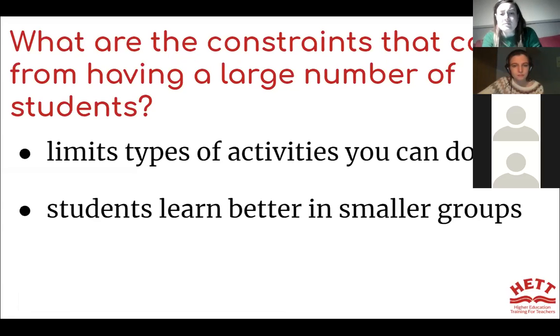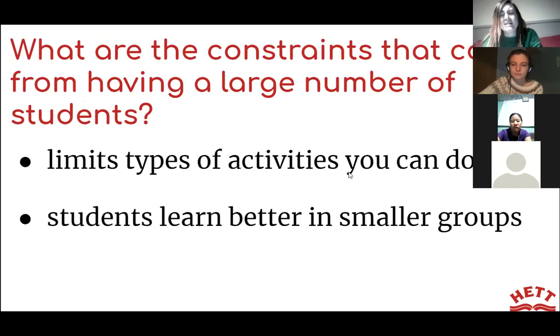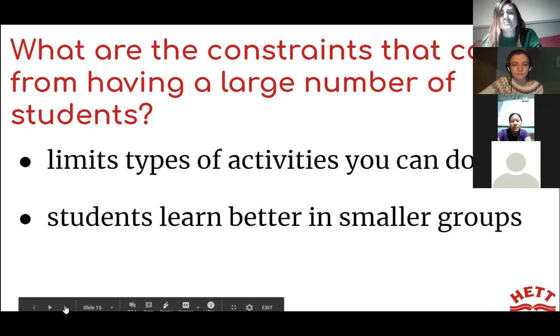So yeah, we kind of have limits on the types of activities you can do. So someone mentioned passive learning. It makes active learning harder. Students learn better in smaller groups because they get more individual time, and it's easier to adapt to their needs. As someone mentioned, also class management. It's probably sometimes harder to motivate them. What else? Takes time to roll call. Yeah, it's just time consuming with more students. Okay.